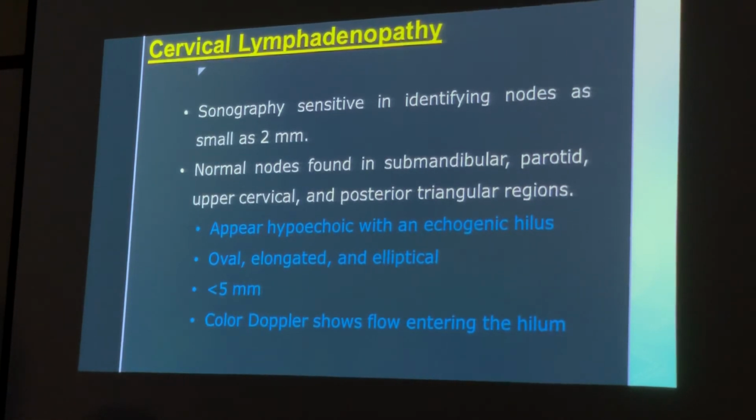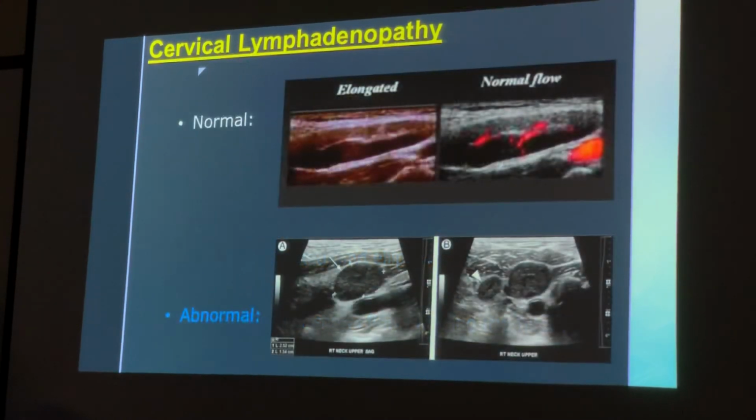I believe that whenever I'm looking at a normal lymph node, I always see blood flow going into the hilum of the lymph node, the echogenic portion. This blue part, that's normal lymph nodes. Yeah, this blue part, this is how a normal lymph node appears. An abnormal lymph node is just going to be hypoechoic. You won't really see that echogenic hilum within it. You won't see the hilum. Kind of like this, guys.